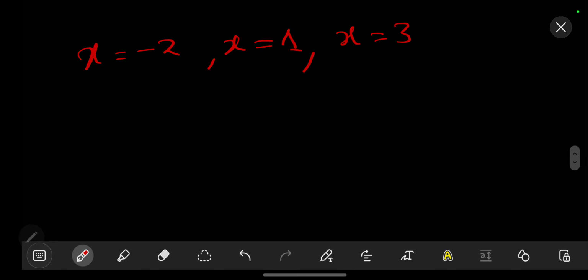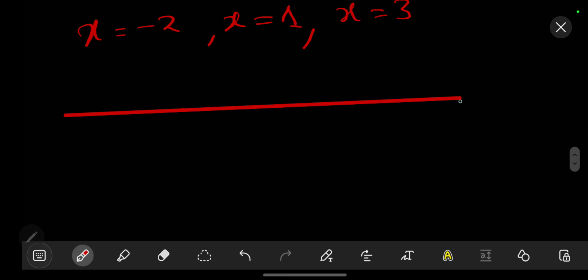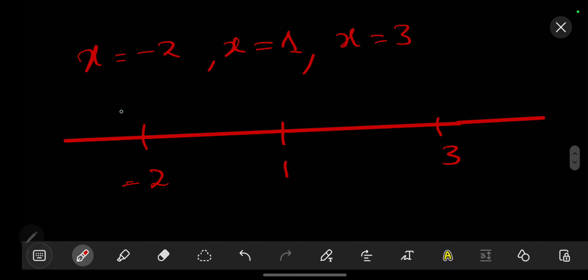Under the sign table, let's first use the number line. When we use our number line like that, we have negative 2, positive 1, and positive 3. Then we are going to write our intervals. All the x values on this side are less than negative 2. You can verify, we could have negative 3, negative 4.